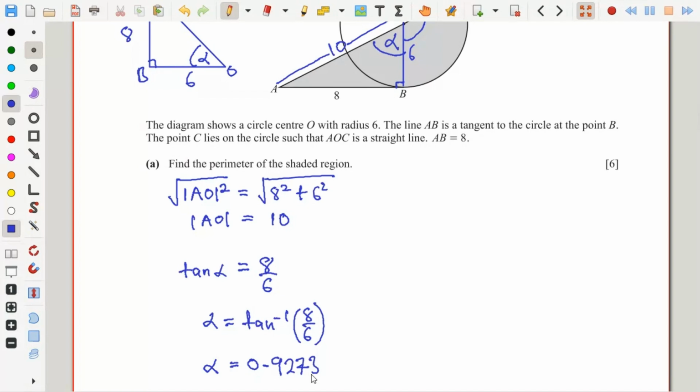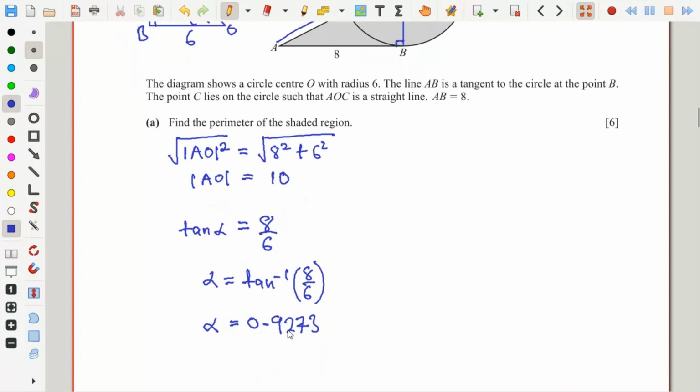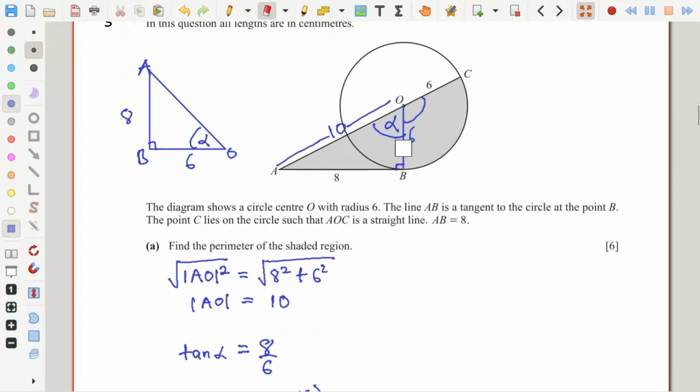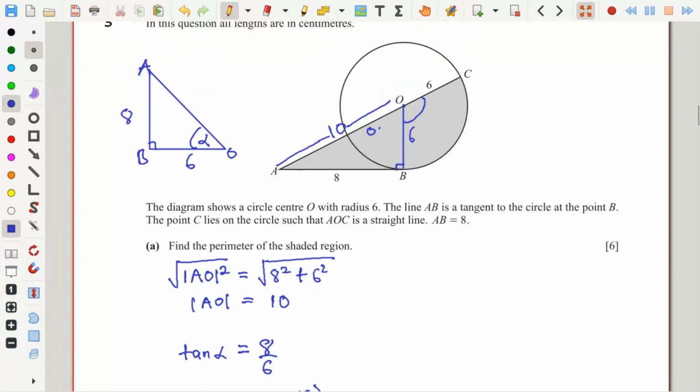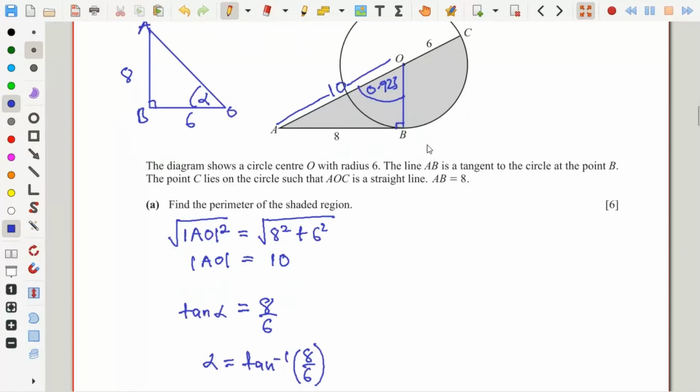Okay. You could have left your answer in three significant figures. Radians. So I know the angle here. Right now, you know the angle here to be 0.923. Okay. So now we can find the angle here. Very easy. So the angle there is going to be, can you guess?